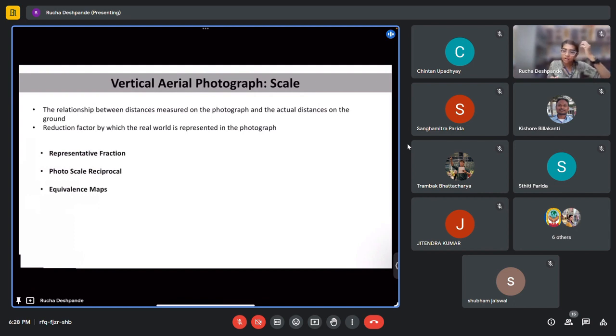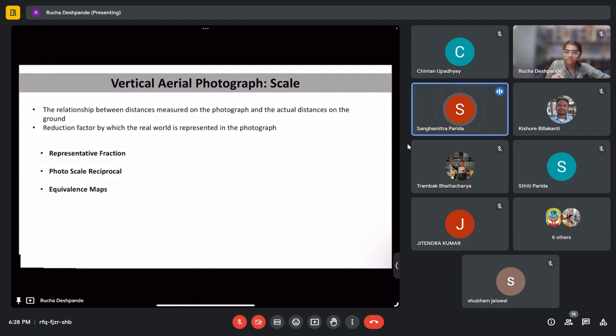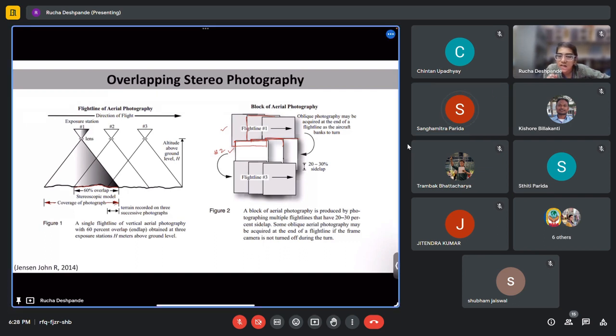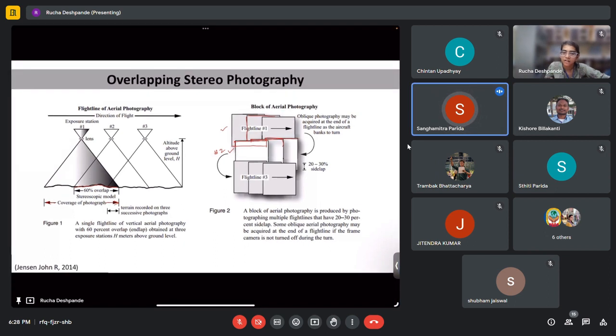Now let's look at the scale concept in vertical aerial photographs. Will you please go to the previous slide? There is a concept of side lap and end lap. Here it is written that side lap is 20 to 30%. And regarding end lap, in the lecture video there are two concepts: one is end lap, the other is side lap.